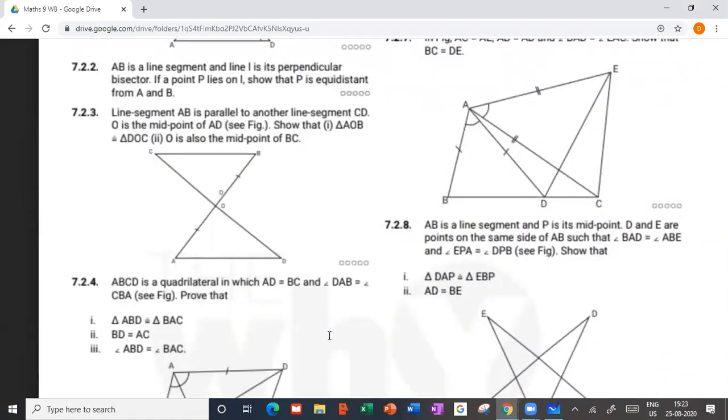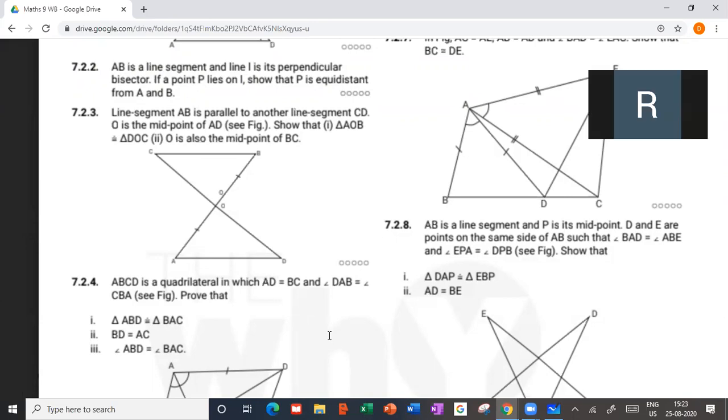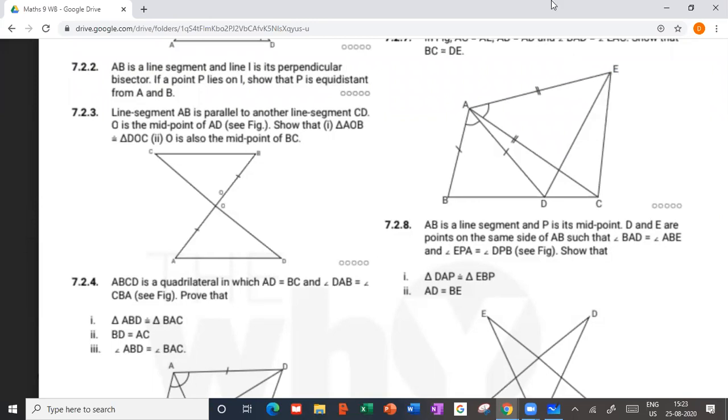Line segment AB is parallel to another line segment CD. O is the midpoint of AD. Show that AOB is congruent to DOC and O is the midpoint of BC. Okay, so I'll just give you a couple of minutes. Try doing this question on your own because it's pretty similar to the first one. I'll quickly go check on the other room and come back.